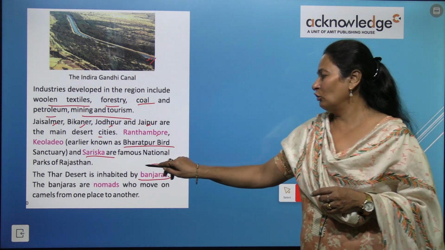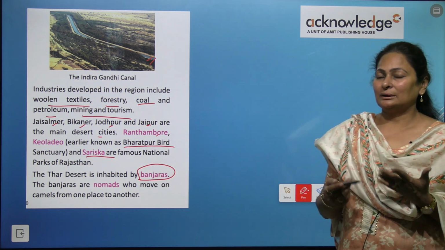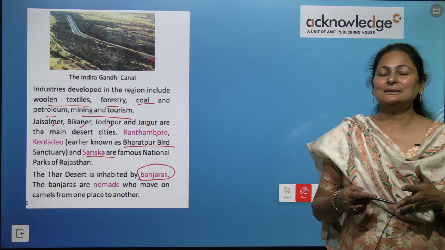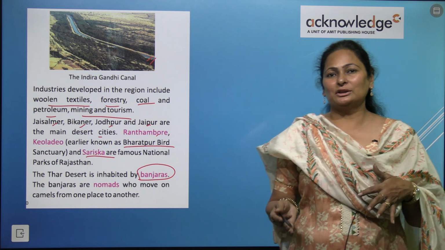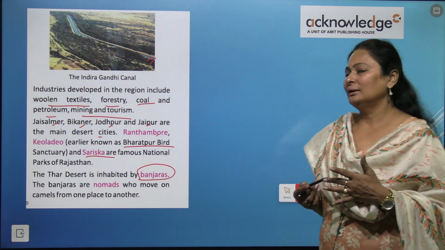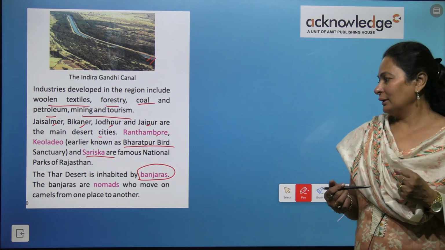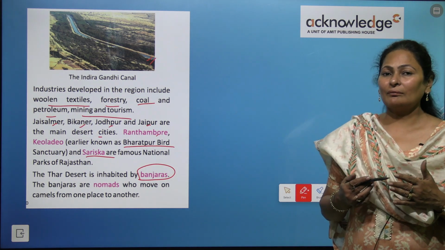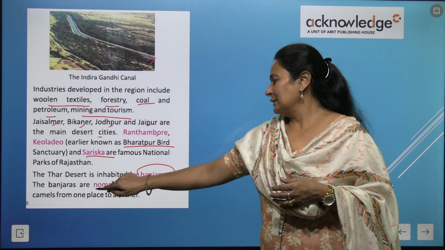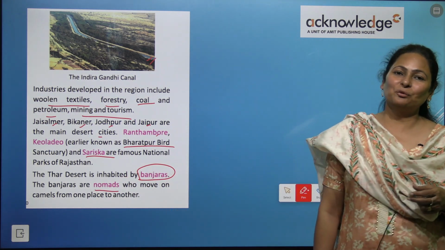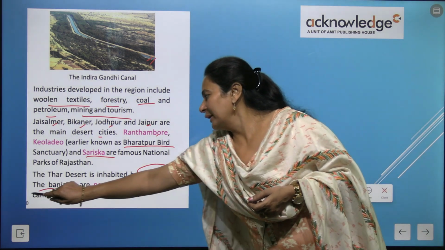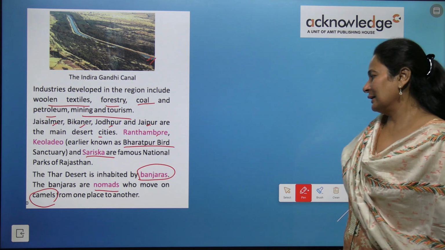The people of the Thar Desert are called nomads. Nomads means they move from one place to another in search of food and other daily belongings, their daily needs, right? The Banjaras are nomads who move from one place to another via camels. Alright.